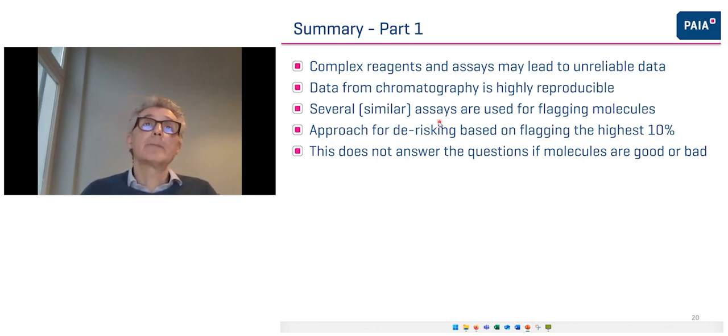But oftentimes we're using several quite similar ELISA assays for flagging molecules. And usually what people do is flag 10% of the highest binding molecules in an approach to really de-risk the selection of lead candidates. But this, in the end, does not really answer the question if the molecules are good or bad, because this is kind of an arbitrary thresholding that you introduce, and this is, of course, depending on the cohort of samples that you are running.